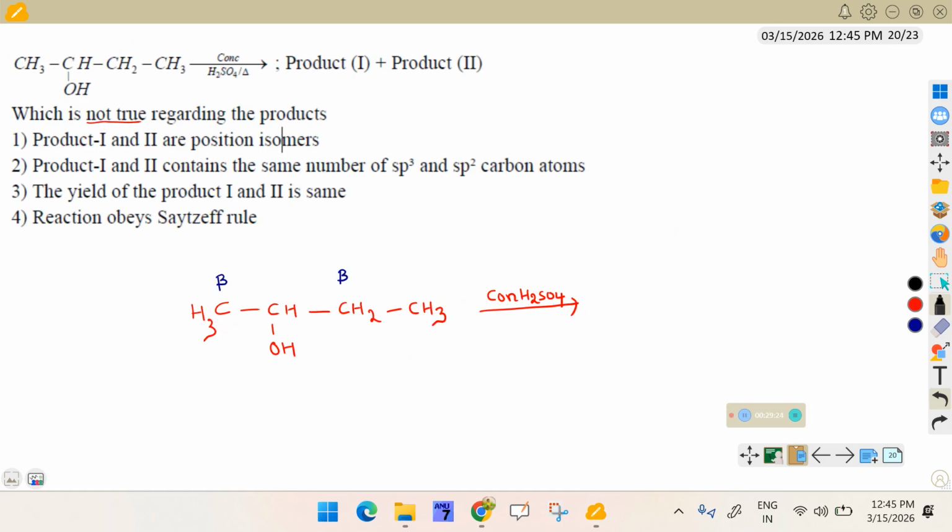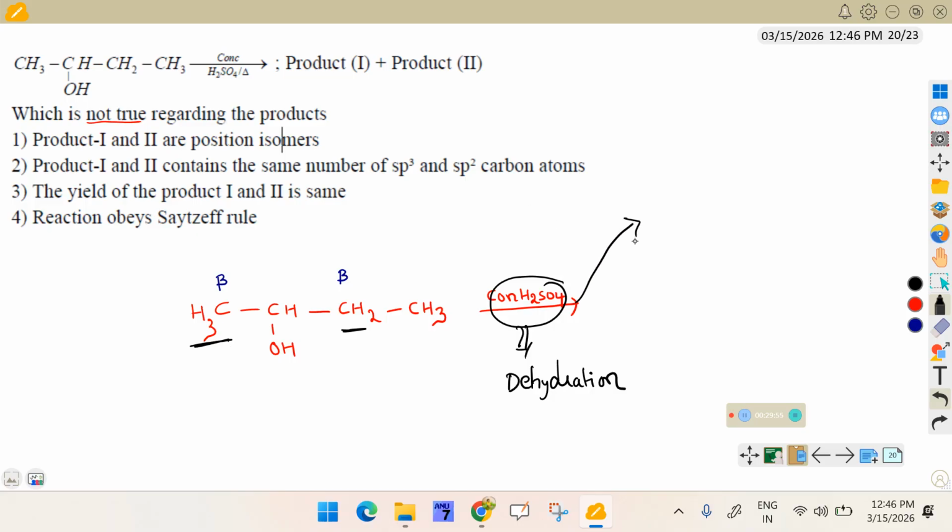See the next question. Butan-2-ol reacts with concentrated H2SO4. What is the role of concentrated H2SO4? Dehydrating agent. Dehydration process takes place. Remove hydrogen atom from beta carbon. Here two beta carbon atoms are present. So how many products are possible? Two products are possible. What is the first product?